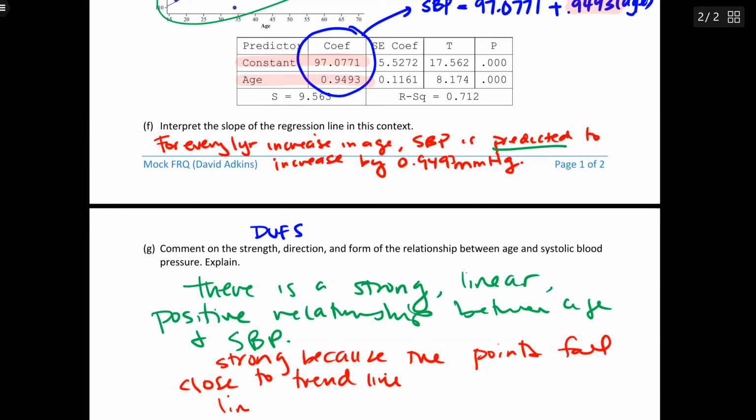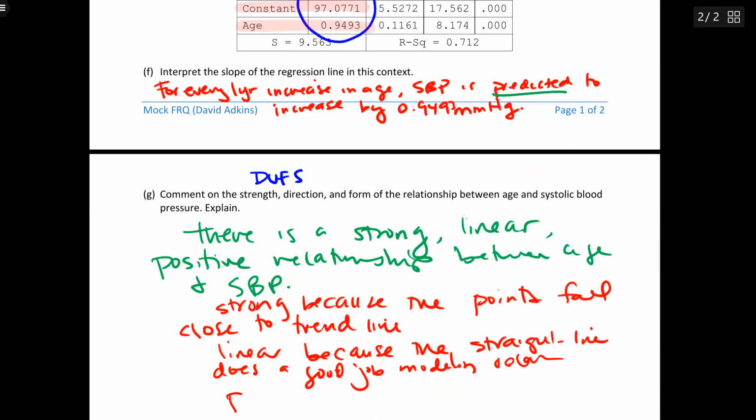Linear, because the straight line does a good job. Something like that, modeling the relationship. And positive, because as age increases, systolic blood pressure increases. Something like that. So I haven't looked at the key to this one.